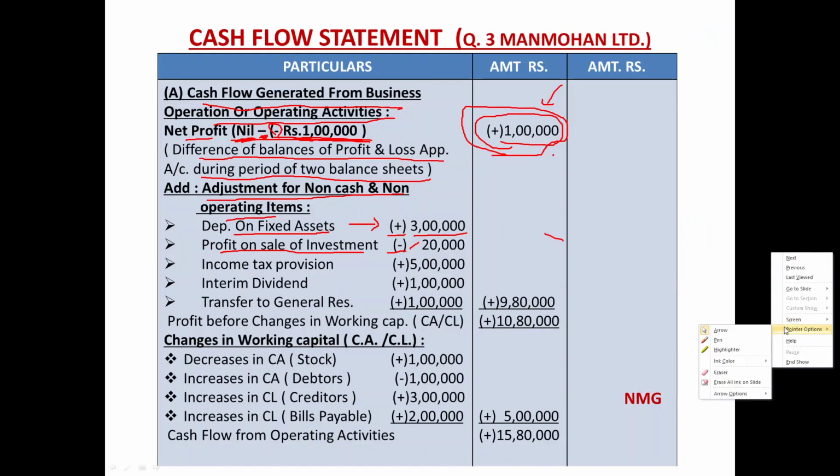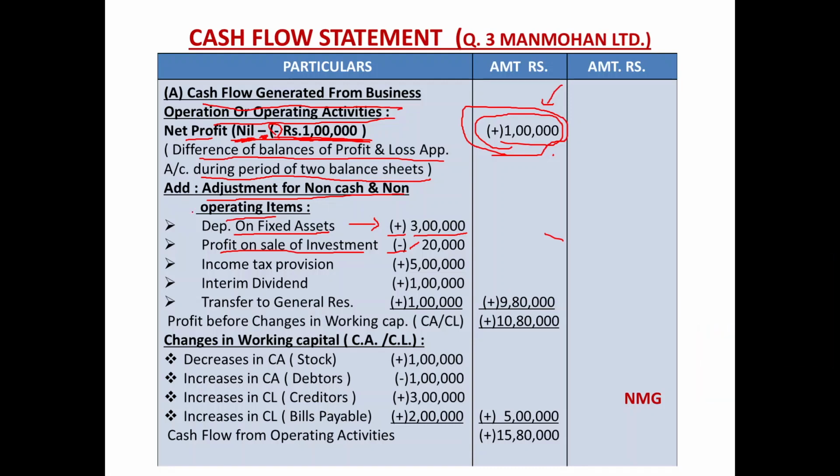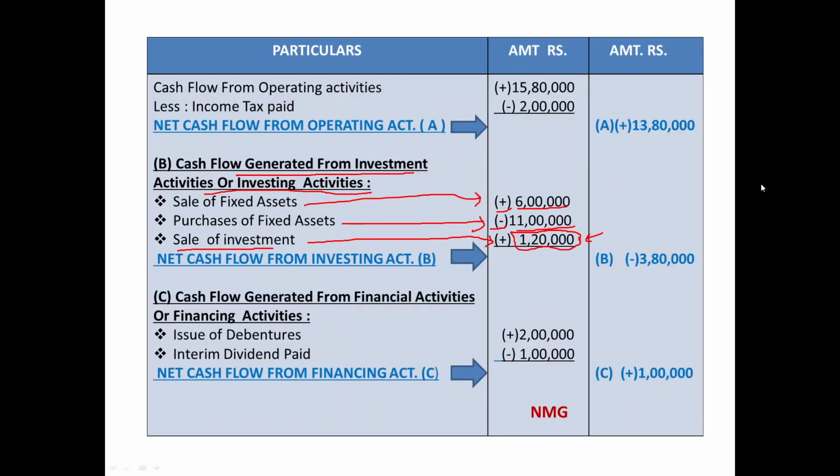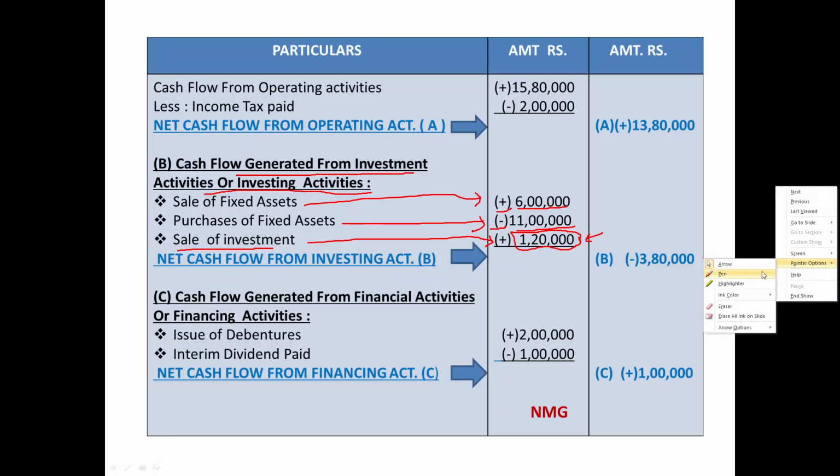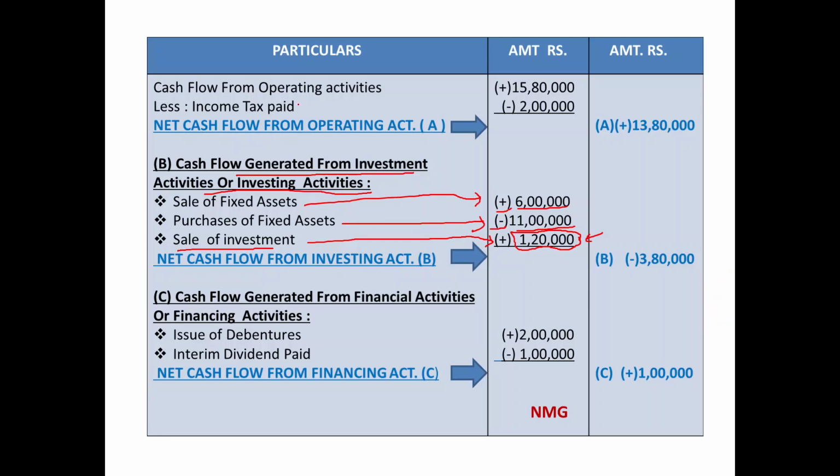Current year's provision as a non-cash item, add back income tax provision plus 5 lakh. While payment, income tax paid is a payment. Once you decide the cash flow from operating activities, then it would be a last and separate reporting: less income tax paid, minus rupees 2 lakh. मगर ये कब रिपोर्टिंग करेंगे आप?